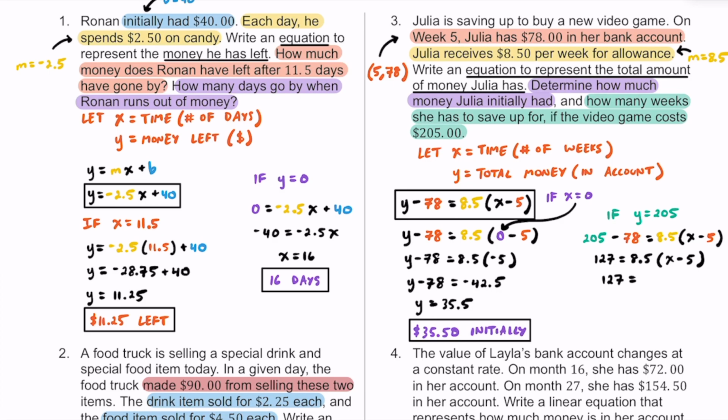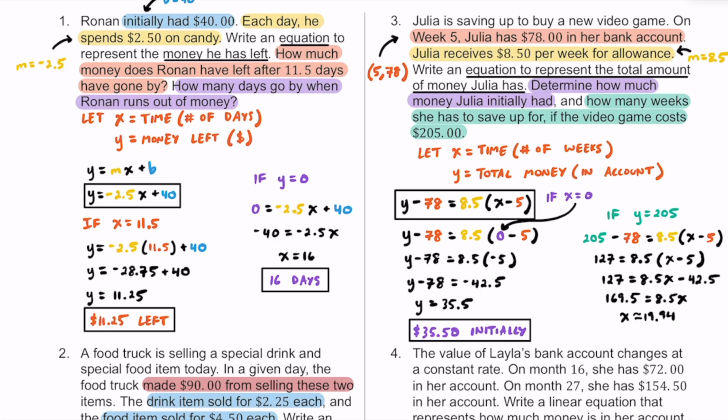On the right side, 8.5 times x is 8.5x. And then 8.5 times this 5 is going to be this negative 42.5, or minus 42.5. Now, if we solve this two-step equation, we can add 42.5 to both sides. If we do that, we're going to get 169.5 on the left side, and that's equal to 8.5x on the right side. Now, finally, if we divide both sides by 8.5, we're going to find out that x here is going to be approximately equal to 19.94, just rounding to the nearest hundredths place, right?